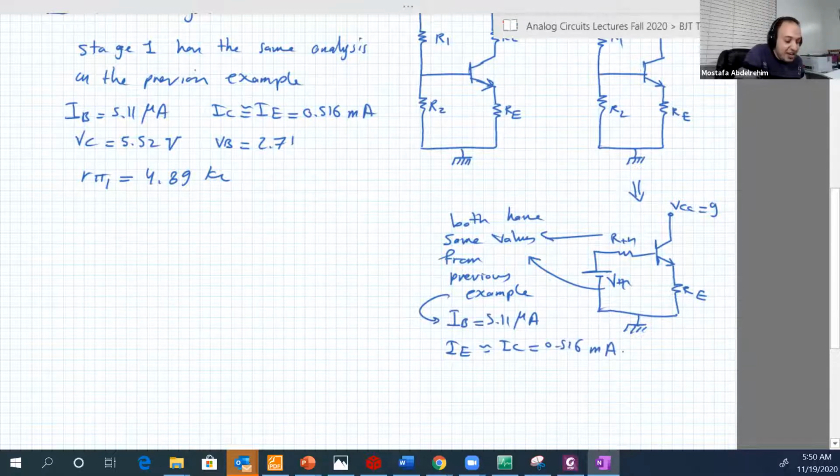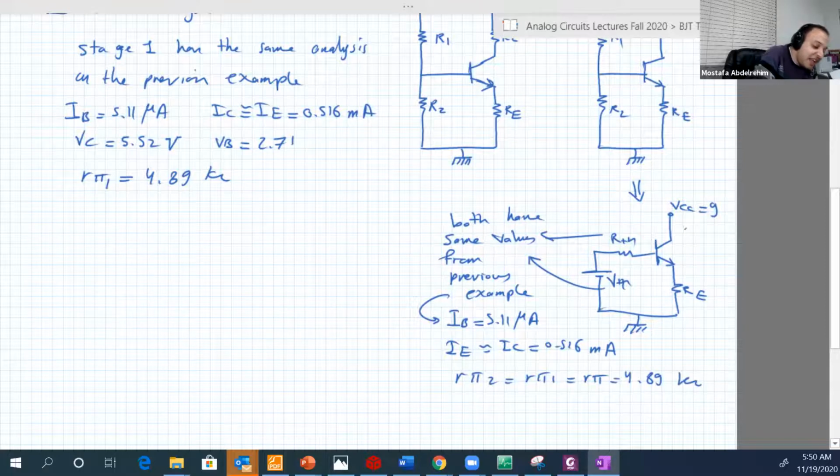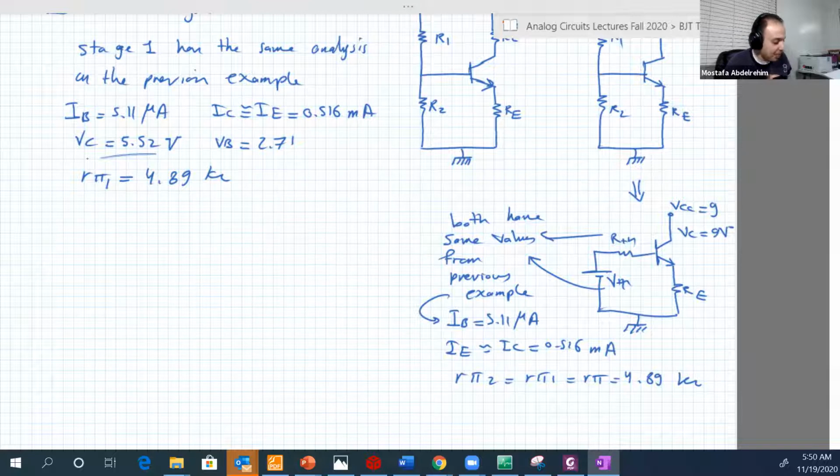And since IB2 of the transistor is equal to IB for transistor 1, so R by 2 is equal to R by 1 equal to R by equal to 489 kilo ohms. But the difference here is that VC now is 9 volts, not 5 volts. But VB is still the same. But we're still in the active region. Okay. Good.